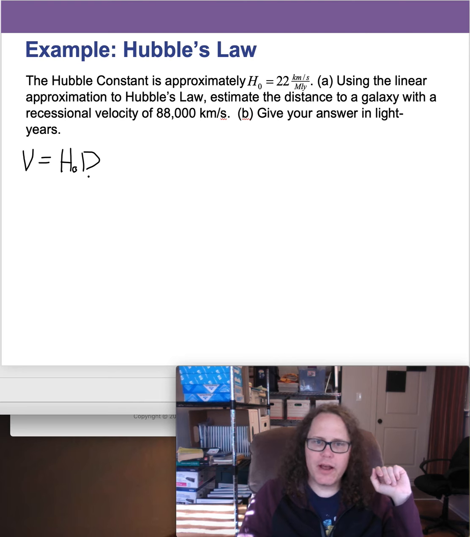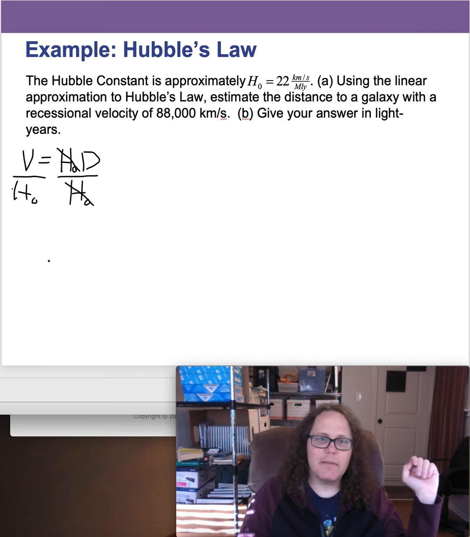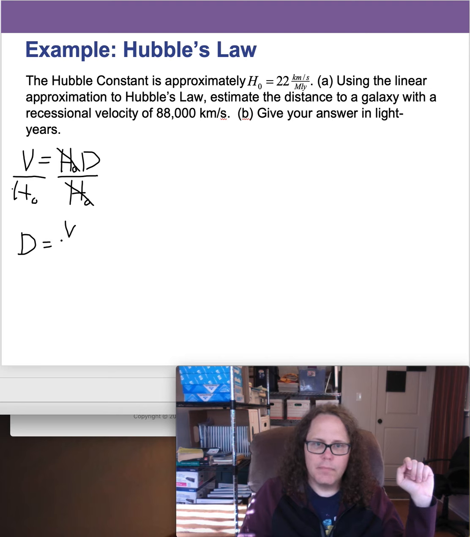All right, what's cluttering it up? H naught. How is it attached? It's multiplied. How do you get rid of something that's multiplied? You divide. So we are going to divide both sides by Hubble's constant, H naught. And on the right side, H naught cancels. That's the whole reason we did that. And I'm going to swap across the equal sign. Distance then is the velocity over H naught.